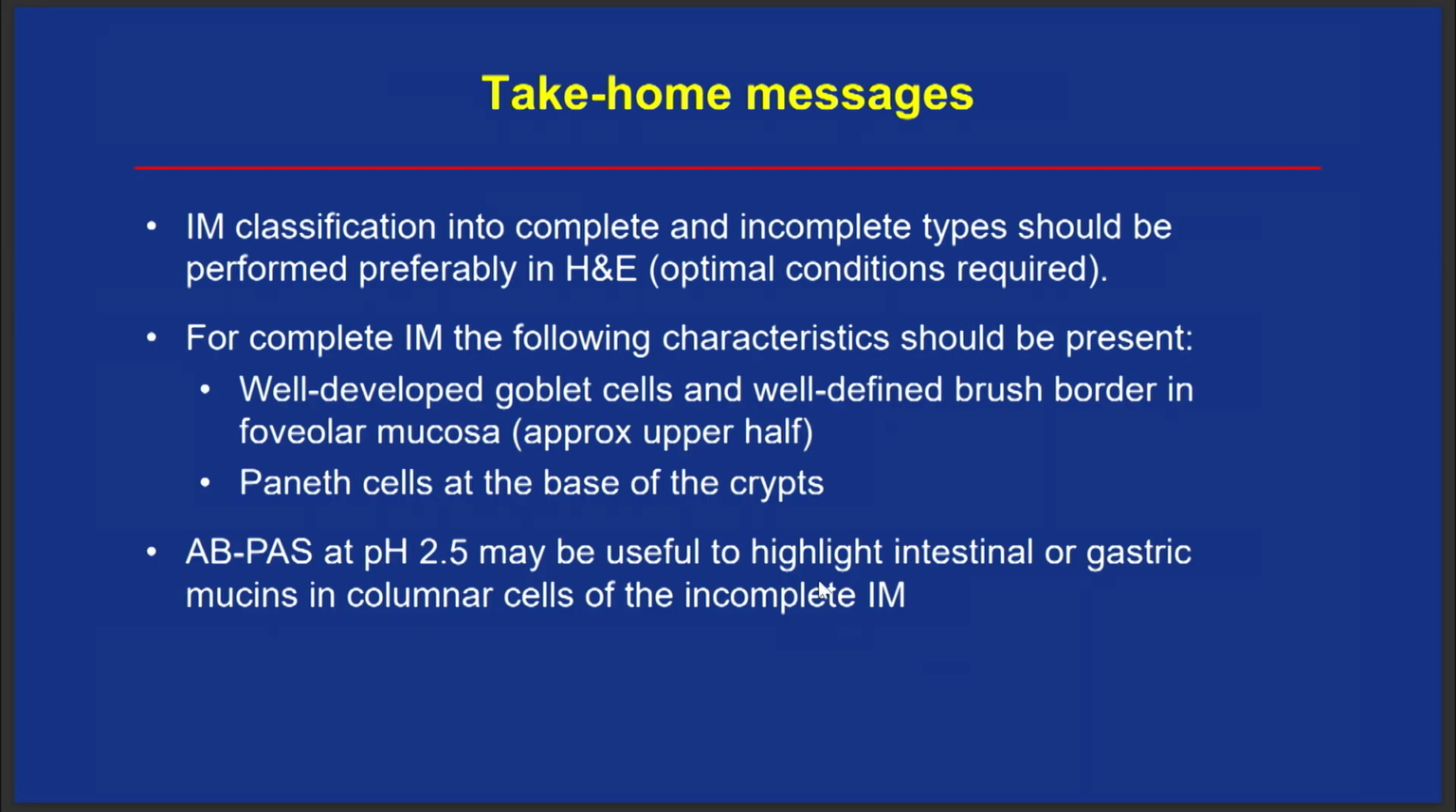So take-home messages are, first, the intestinal metaplasia classification into complete and incomplete types should be performed preferably in H&E. Of course, optimal conditions are required. For a diagnosis of complete metaplasia, the following characteristics should be present. First, well-developed goblet cells, well-defined brush border in the foveolar mucosa, approximately half or the upper two halves of the mucosa, and Paneth cells at the base of the crypts. A staining with Alcian blue PAS at pH 2.5 may be useful to highlight intestinal or gastric mucins in columnar cells of the incomplete type.